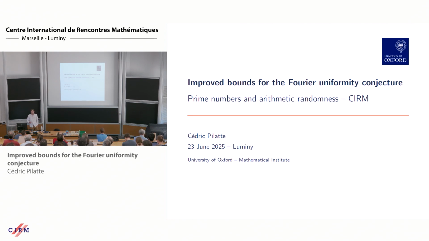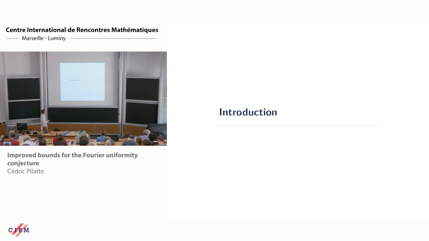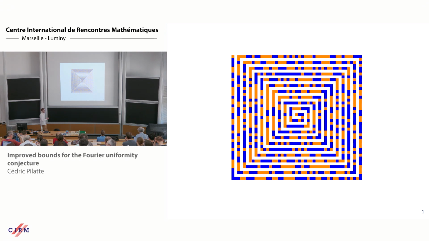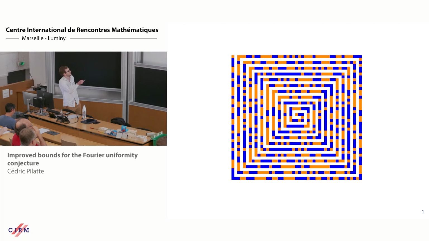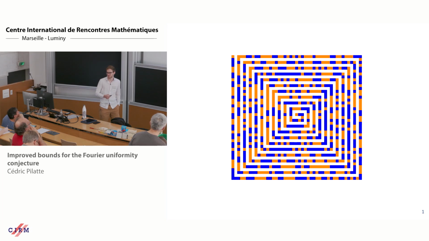I'm going to talk about arithmetic randomness today. So here is a picture. This spiral, what does it represent? Well, it represents the values of the Liouville function. And it looks pretty random.